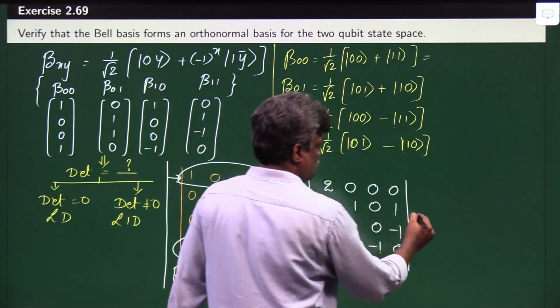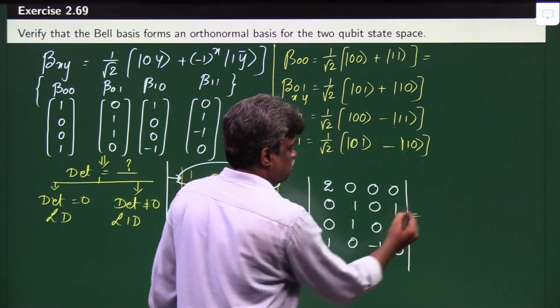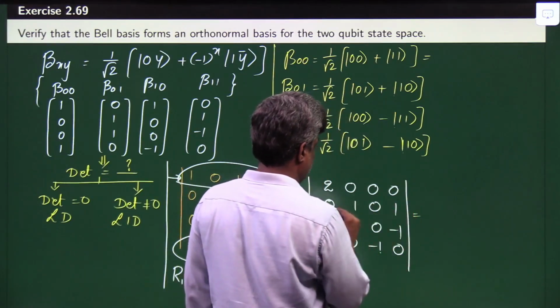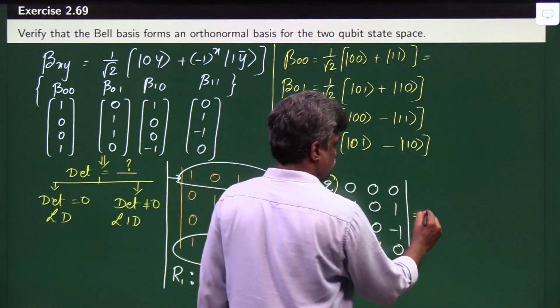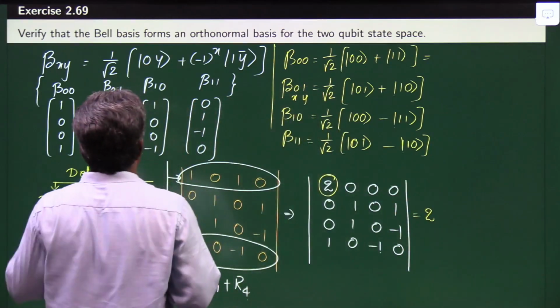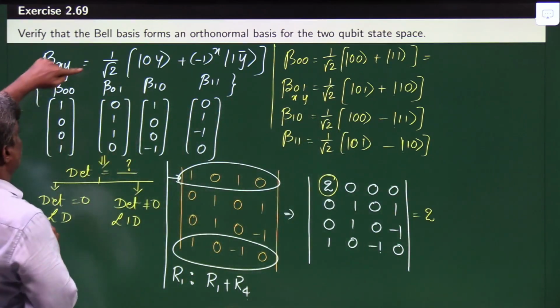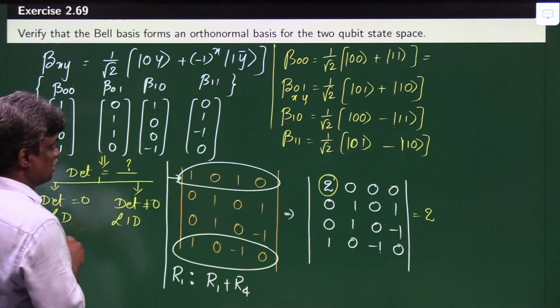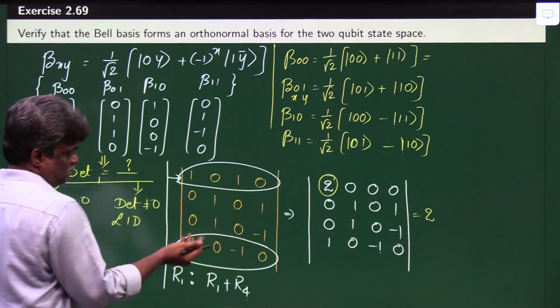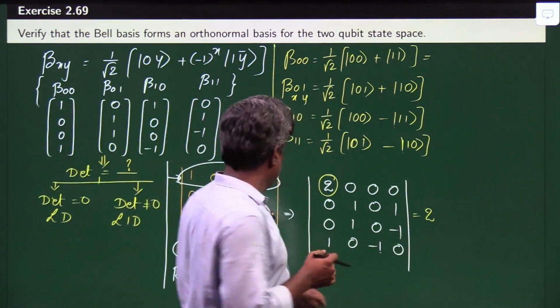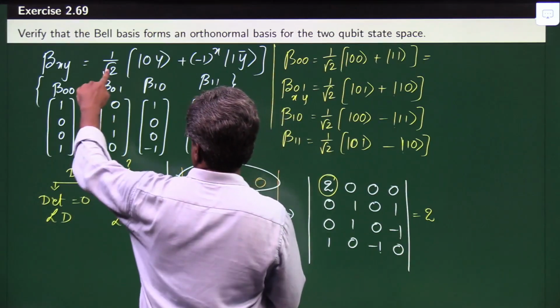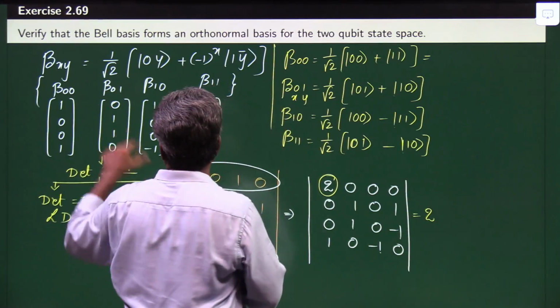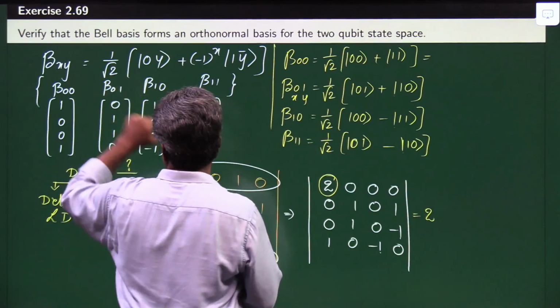Here I forgot to mention the factor 1 over root 2 in each entry. Please don't forget to write that factor, 1 over root 2 whole power 4.